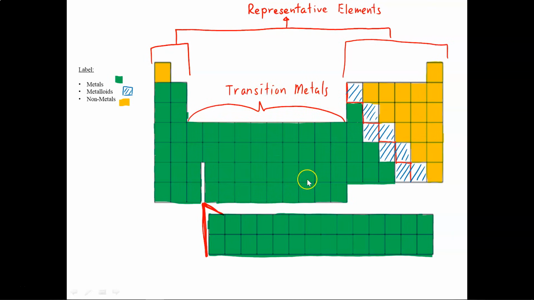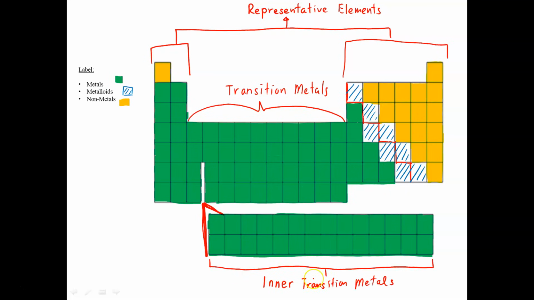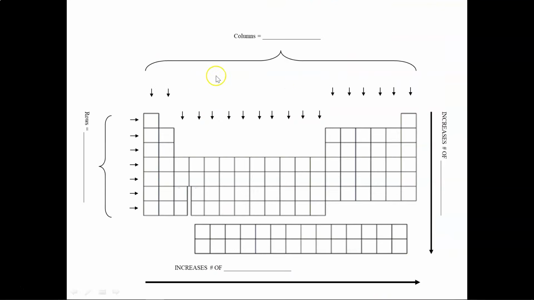They do have a pattern, but it's not as obvious, it's not as pronounced as the patterns you will see later on with the representative elements on either side. And finally, these guys over here are called the inner transition metals. Now on the periodic table, we no longer call these columns. Instead, you're going to call them groups or families. And they are numbered group 1, group 2, group 3, all the way up to group 18.